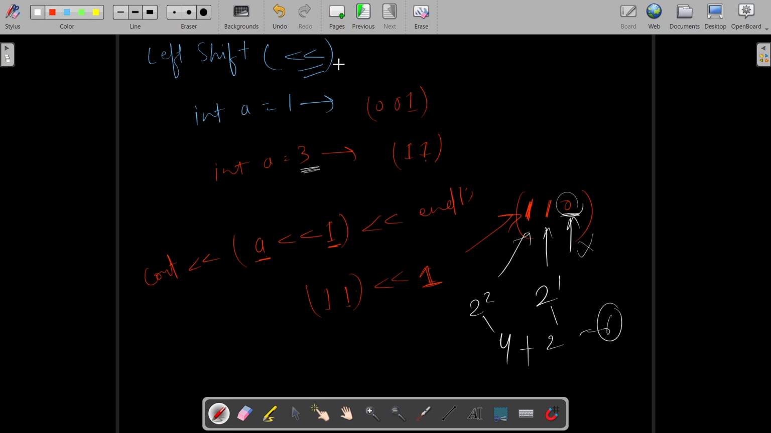We can also write left shift this way. Let's suppose we have a number x and we are trying to left shift it by y, then we can also write it as x into 2 raised to power y. Let's see in this example.